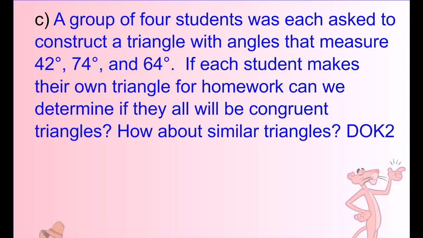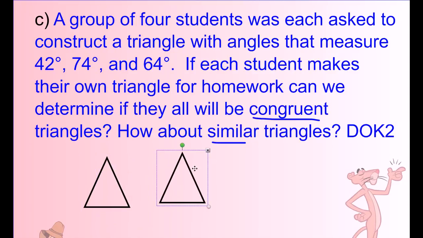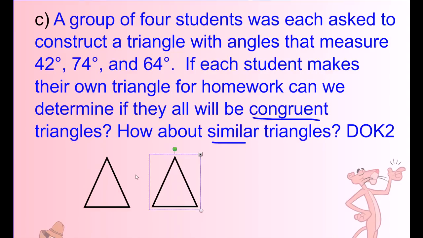All right, so if 4 students all made a triangle, and it gave us the angle measures, can we say if all of the triangles will be congruent or similar? Well, congruent means that they're exactly the same. All the sides are the same, all the angles are the same. It's like a clone of one another. That would be like a rigid transformation. So those two, I literally just hit clone. Those two triangles are congruent.